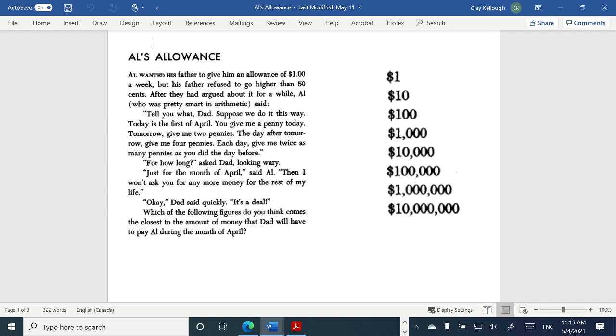Do you guys remember what a penny is? There was a time when we had a coin that was worth 1 cent. Yeah, it's been gone for a few years, but Dad in this problem would not go above 50 cents. And then he agrees to this scheme.